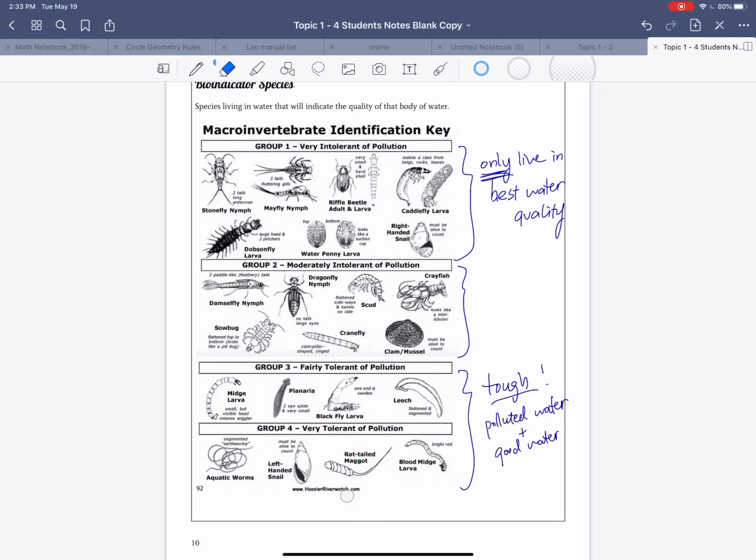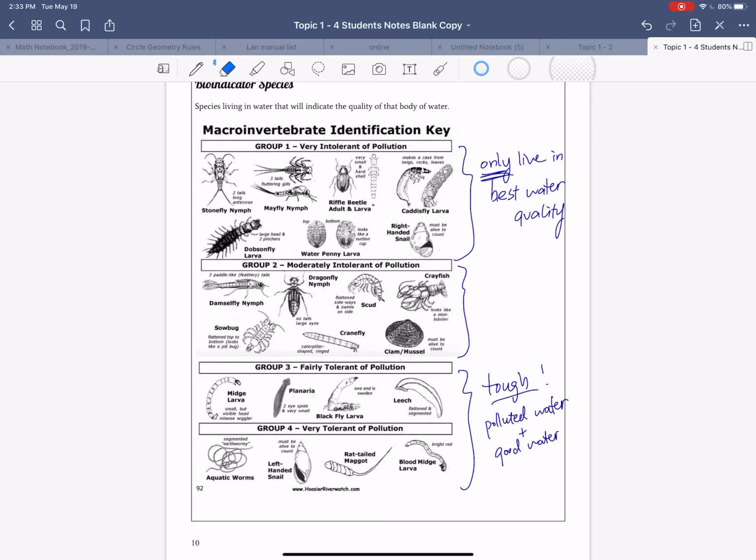What if you're given a water sample that gives you, for example, only leech and blood midge larvae, and maybe a clam or mussel? So is the water quality good? No, because none of the good guys can survive in it. None of them are found, only the bad guys and a little bit of a good guy. So that means the water quality is not that good, okay?